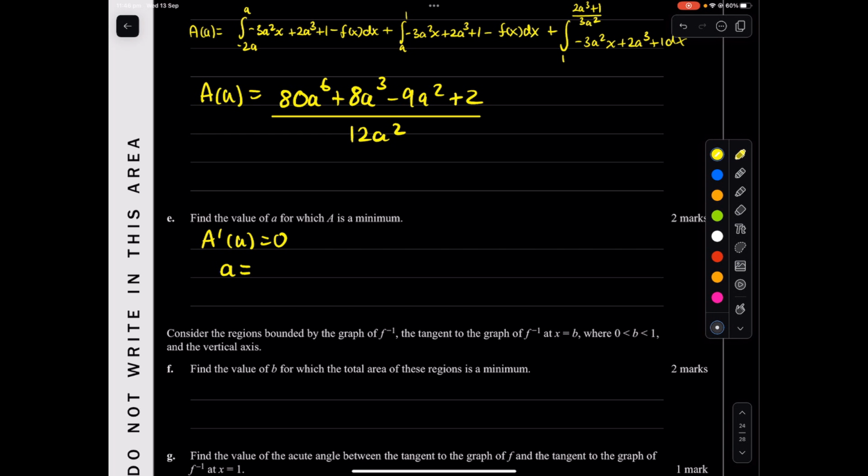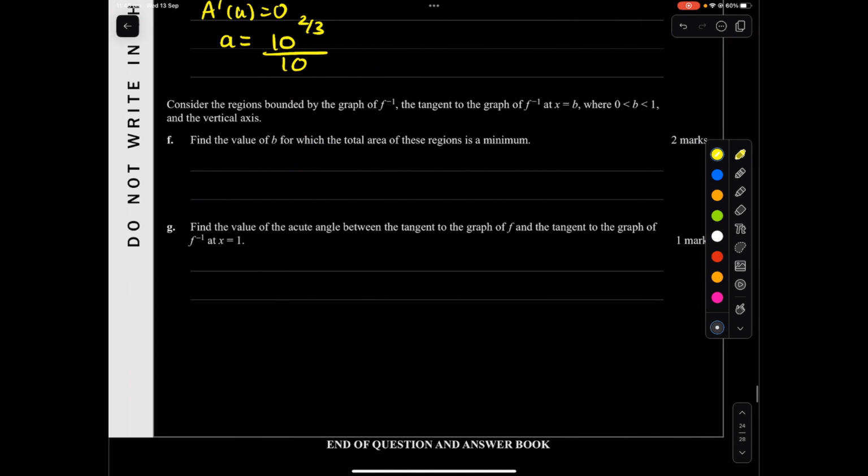The value of a for which the area is a minimum is what? 10 to the power of 2 over 3 all over 10. That's it. Consider the regions bounded by the graph of f inverse and the tangent to the graph of f inverse at x equals b, where 0 is less than b less than 1, and the vertical axis.